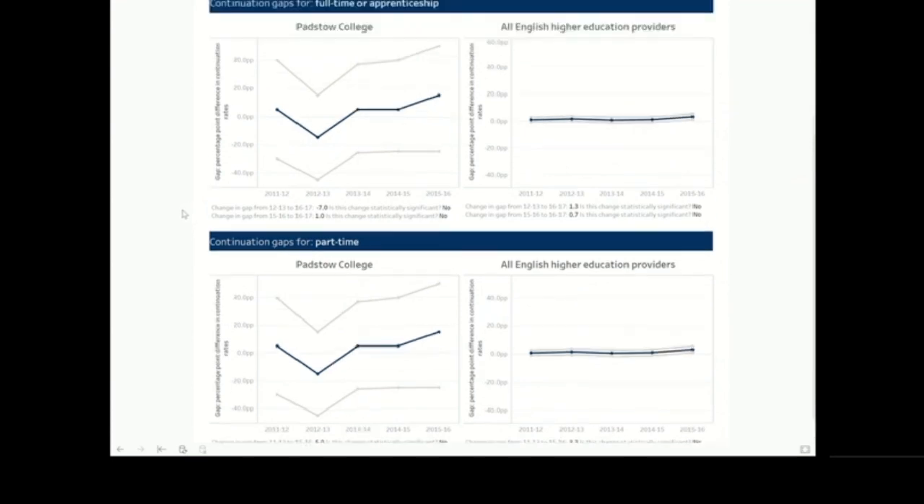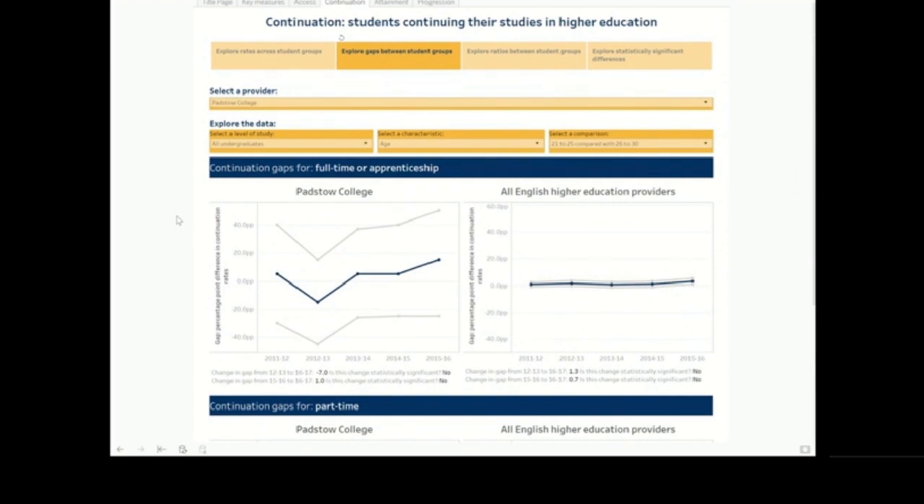The charts express gaps in continuation rate for the selected comparison as a percentage point difference. This will always be the first group minus the second group. In this case, the continuation rate for 21 to 25-year-olds minus the rate for the 26 to 30-year-olds. So here, a positive gap will mean that the continuation rate for 21 to 25-year-olds is higher than the rate for 26 to 30-year-olds. If the gap were negative, it would mean in this case that the continuation rate for 26 to 30-year-olds is higher.